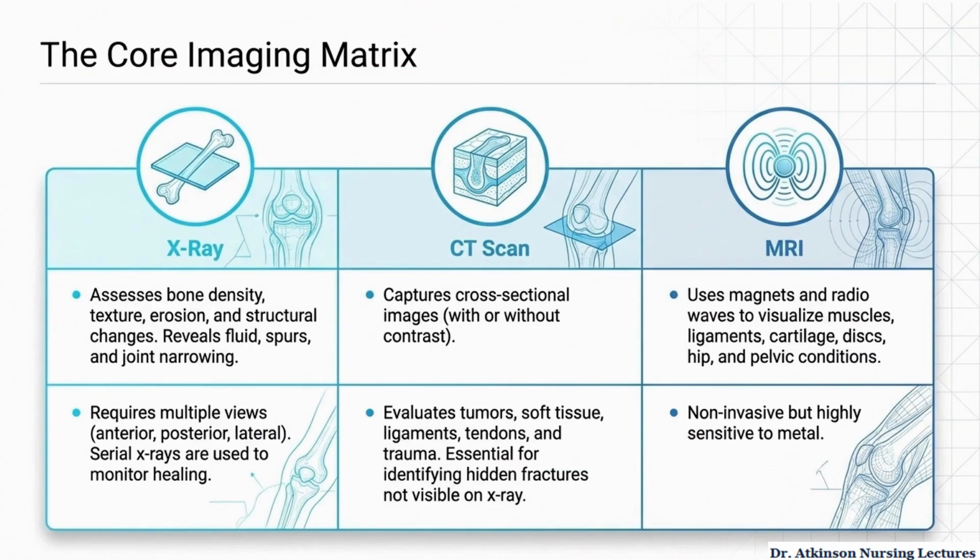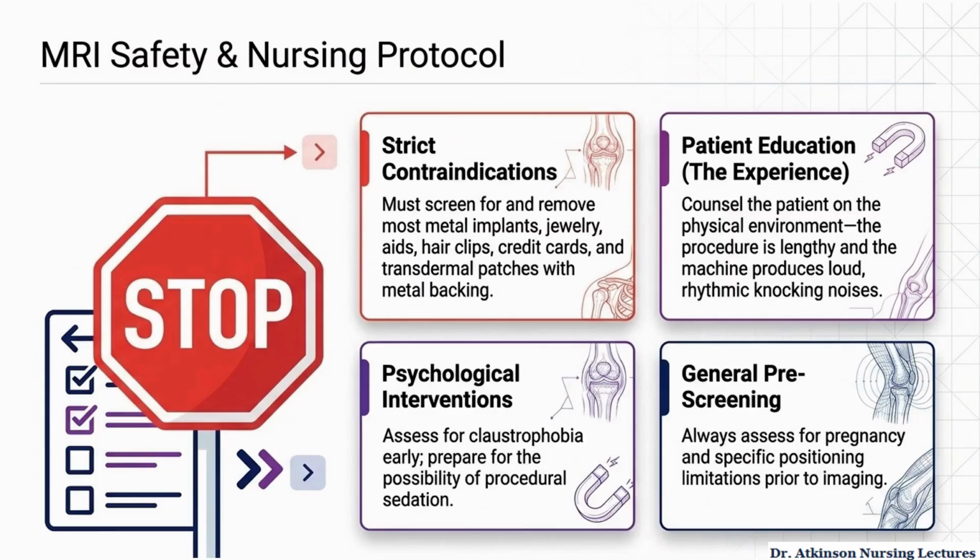MRI uses magnets and radio waves with no radiation and is the best study for muscles, ligaments, cartilage, discs, and pelvic or hip pathology. MRI is highly sensitive to metal, so screening for implants is essential. MRI requires careful nursing screening because missed contraindications can be dangerous. Pacemakers, cochlear implants, certain clips, and other metal implants may move, heat, or malfunction in the magnetic field.